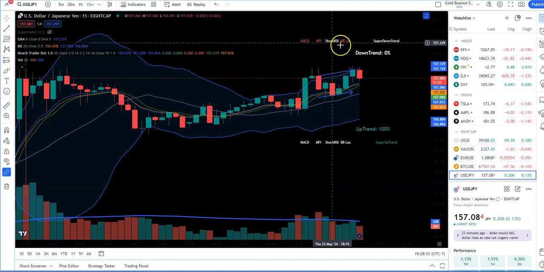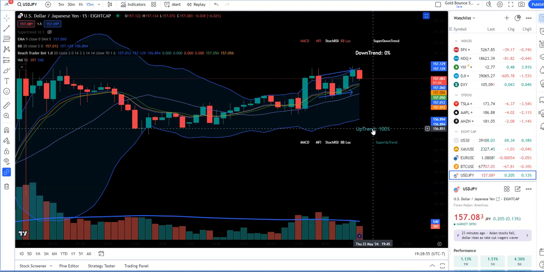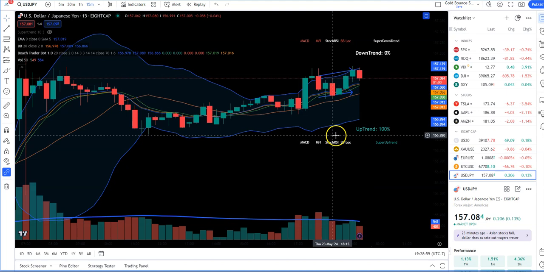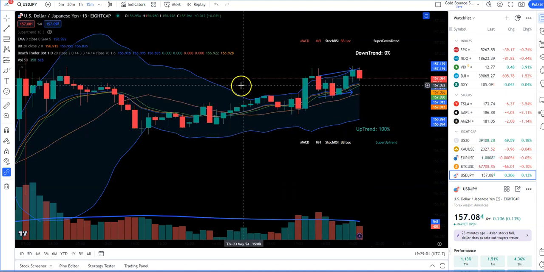Everything is saying this is going down, but it's in an uptrend, so we're not going to trade it going down. We're going to wait for it to go down and trade it to go up, because we're never going to trade against the trend.